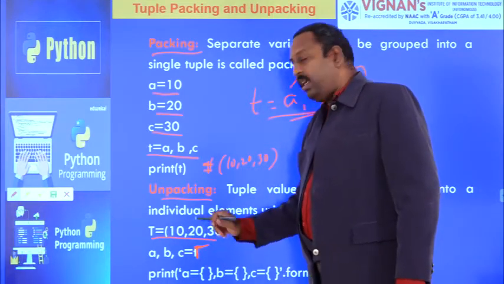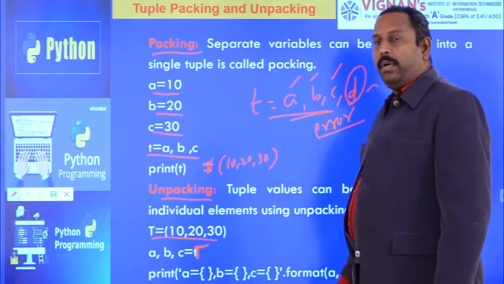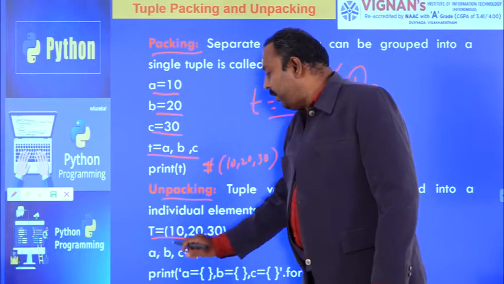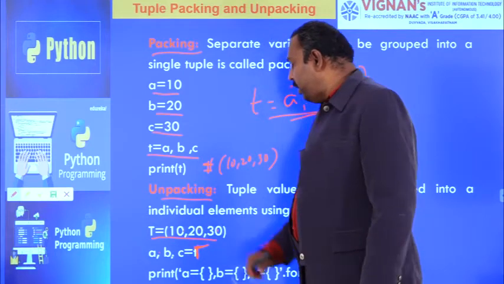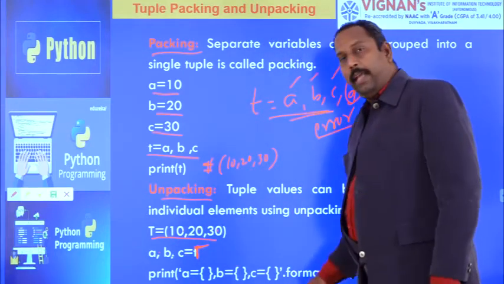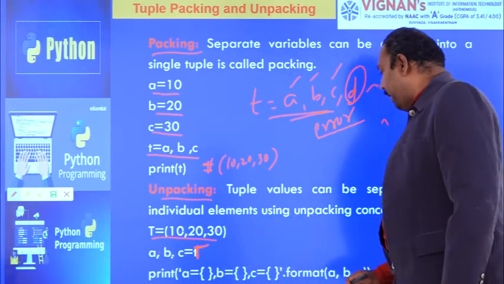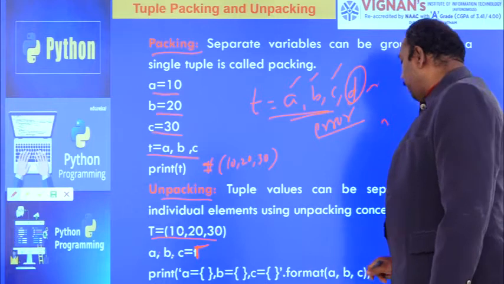A comma B comma C equal to T. That means the first element will be assigned to A, the second element will be assigned to B, the third element will be assigned to C. Now I am printing the A, B, C values. A equal to brackets, B equal to brackets, C equal to brackets, dot format of A comma B comma C.